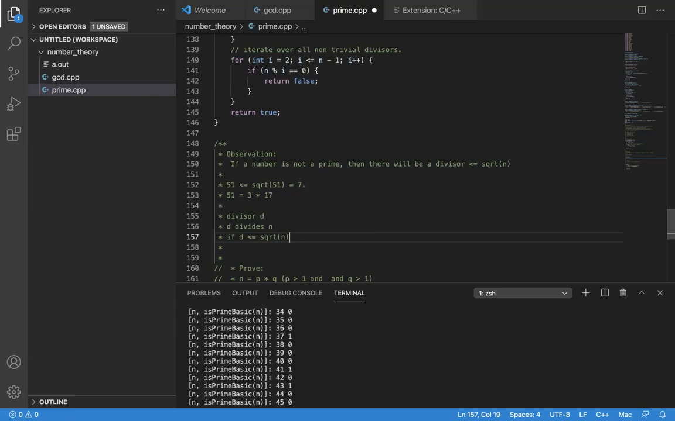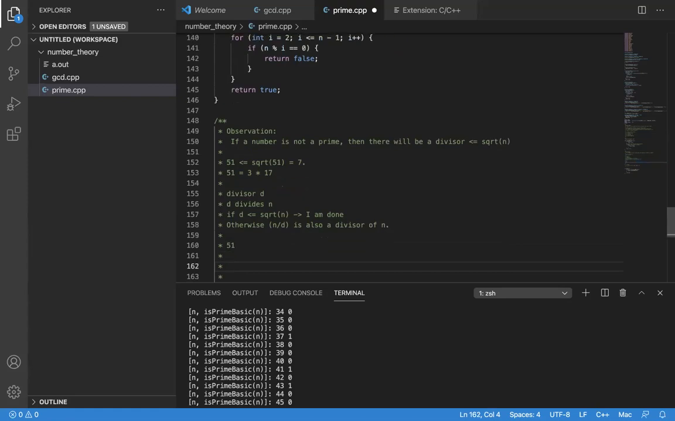Because I was saying if a number is not a prime, there exists such a divisor. So if this condition is true, I am done. Otherwise, if you divide n by d, this number is also a divisor of n. For example, for 51, the number 17 is not less than square root of n, but if you divide 51 by 17, this number 3 is also a divisor of 51, and it is less than or equal to square root of 51.